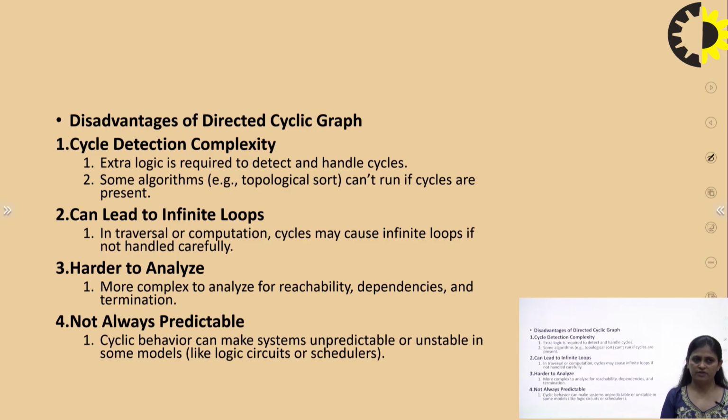It can lead to infinite loops. In traversal or computation, cycles may cause infinite loops if not handled carefully. It is harder to analyze, more complex for reachability, dependency, and termination. The fourth one is that it is not always predictable. Cycle behavior can make a system unpredictable or unstable in some models like logic circuits or schedulers.